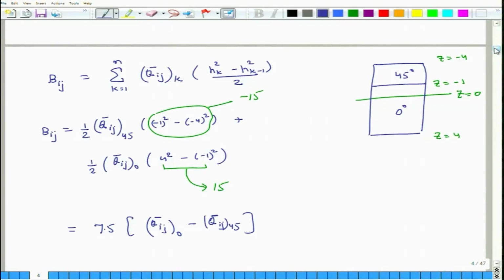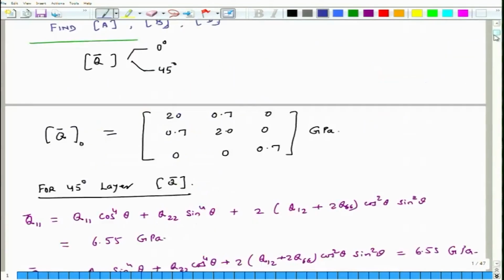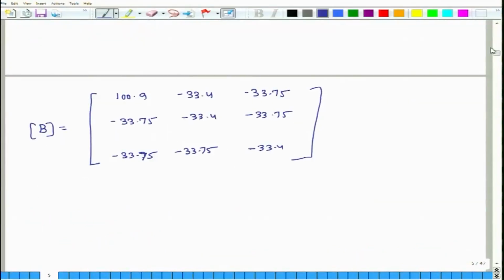If the lamination sequence across the mid plane is symmetric, then B will be zero. But Qij bar for 0 degrees and 45 degrees are not the same. They may be symmetric matrices, but the matrix will not be 0. Oh, yeah, you are right. This I wrote incorrectly. So, this should be minus 33.4. Yes, you are right.